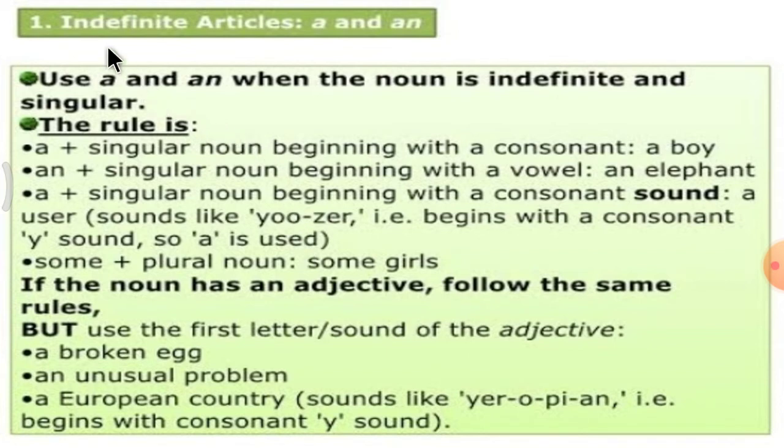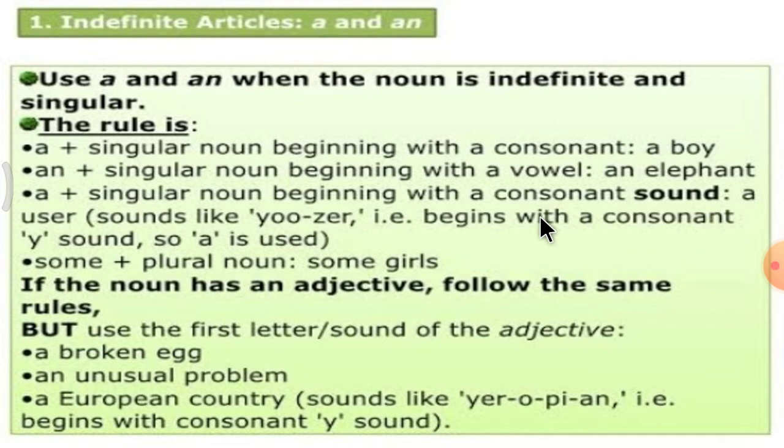Now let's move to the next, that is indefinite articles a and an. Use a and an when the noun is indefinite and singular. The rule is a singular noun beginning with a consonant, a boy, when the word begins with a consonant, boy. An singular noun beginning with a vowel, an elephant.